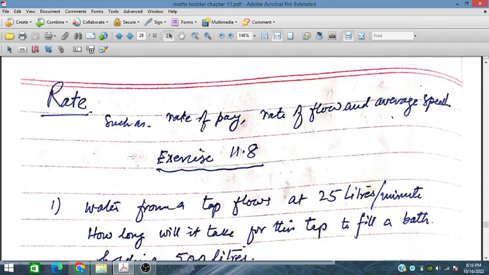Now rate, such as rate of pay, rate of flow, and average speed. Anything that is divided by time, or with respect to time, we call it a rate.